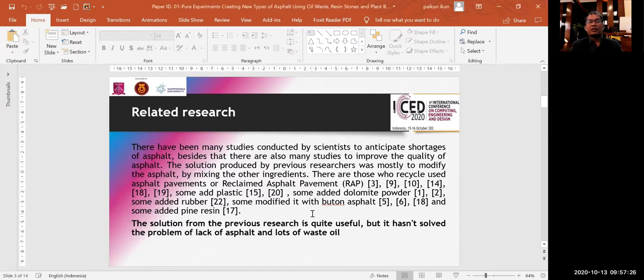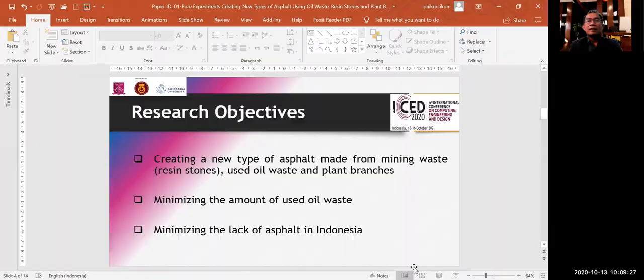There have been many studies conducted by scientists to anticipate the shortage of asphalt, which shows that there are also many studies to improve the quality of asphalt. The solution produced by researchers leads to modifying the asphalt by mixing other ingredients. The others were reclaimed asphalt pavement, plastic, dolomite powder, rubber, modified wet cotton asphalt, and paint resin. These solutions are useful, but they haven't solved the problem of the lack of asphalt and lots of waste oil. This is the research preparation.